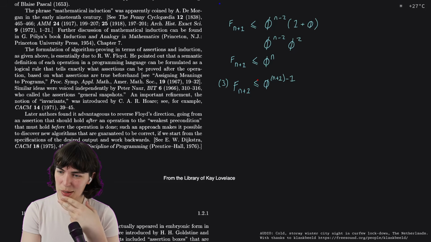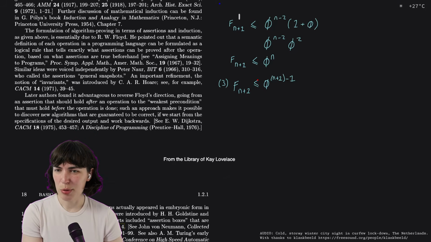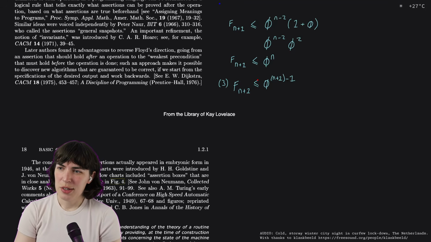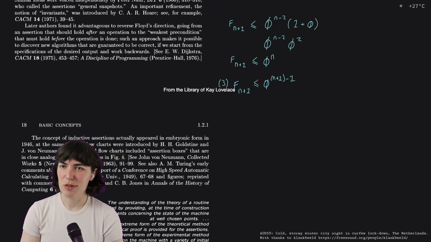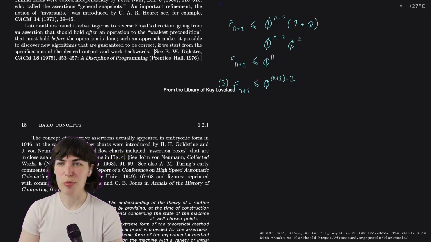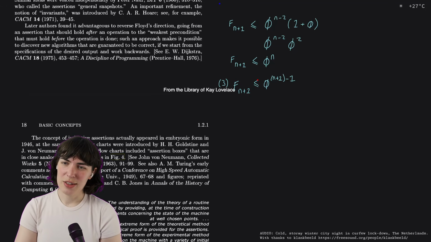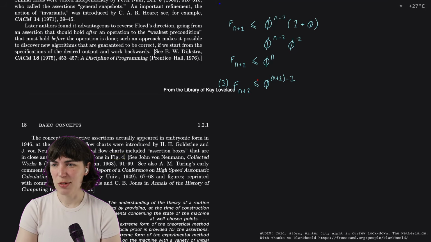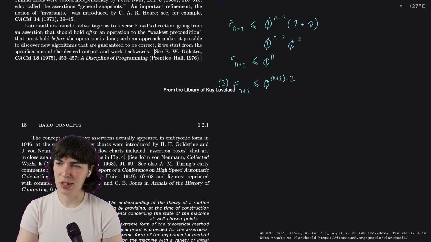Similar ideas were voiced independently by Peter Nauer, who called the assertions general snapshots. An important refinement, the notion of invariance, was introduced by Hoare. See, for example, etc., etc., etc. Later authors found it advantageous to reverse Floyd's direction, going from an assertion that should hold after an operation to the weakest precondition that must hold before the operation is done. Such an approach makes it possible to discover new algorithms that are guaranteed to be correct, if we start from the specifications of the desired output and work backwards. See Dijkstra. And that would be an interesting thing to read at some point.